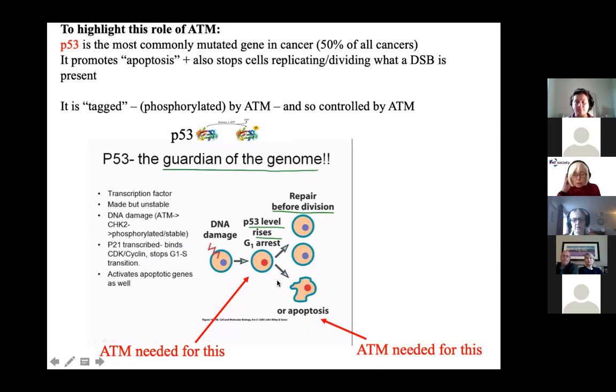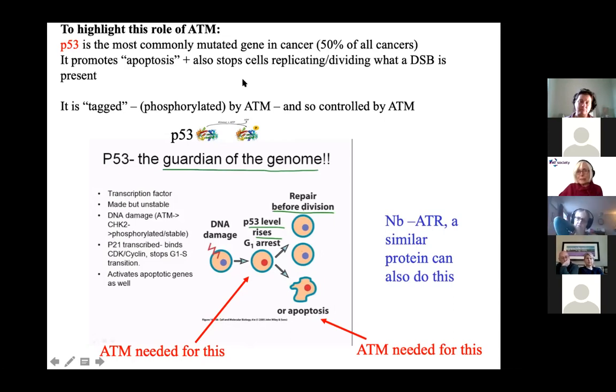Now, from this, you might say, well, why isn't ATM mutated also in 50% of cancers, if this is the case? And the reason is because there is some redundancy. There are some other proteins that can also regulate P53. And ATR, which is called Ataxia-Telangiectasia related, I mentioned it once before, is another protein that also regulates P53. So P53 is a lot worse than ATM in terms of what it's doing for cancer. But nevertheless, it shows you how ATM is regulating it.